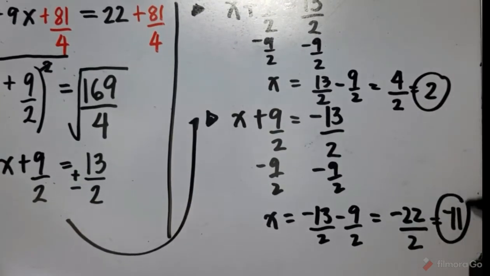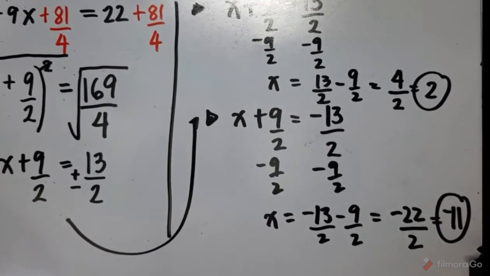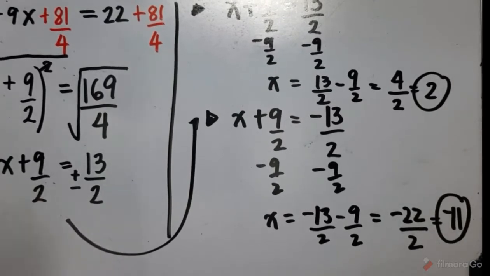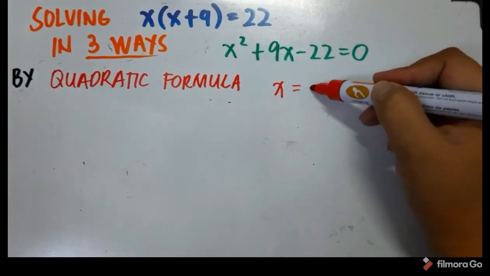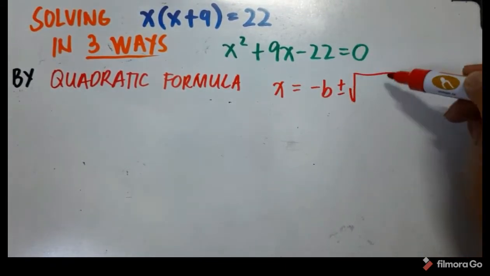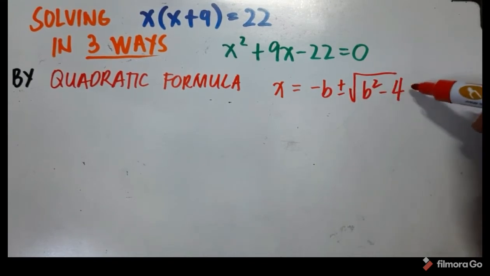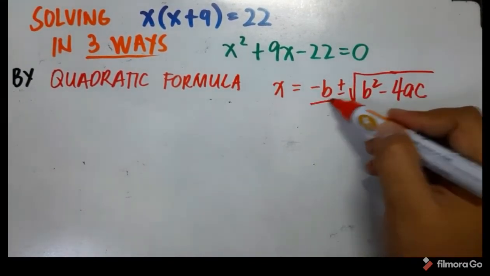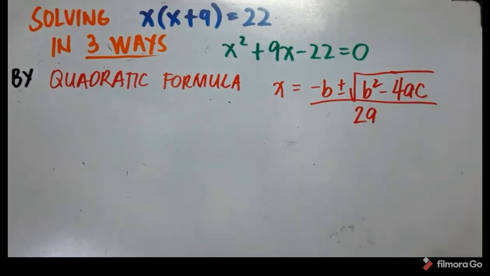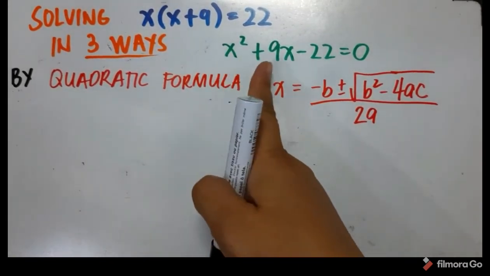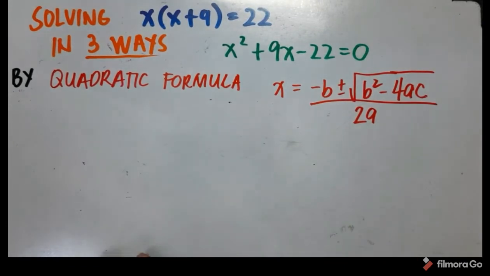As you see, the roots are positive 2 and negative 11, which is the same as what we found a while ago using factoring. We have the same answer. Now the quadratic formula: x equals negative b plus and minus the square root of b squared minus 4ac, over 2a. This is the one that we're going to use to find the solutions of the equation x squared plus 9x minus 22 is equal to 0.